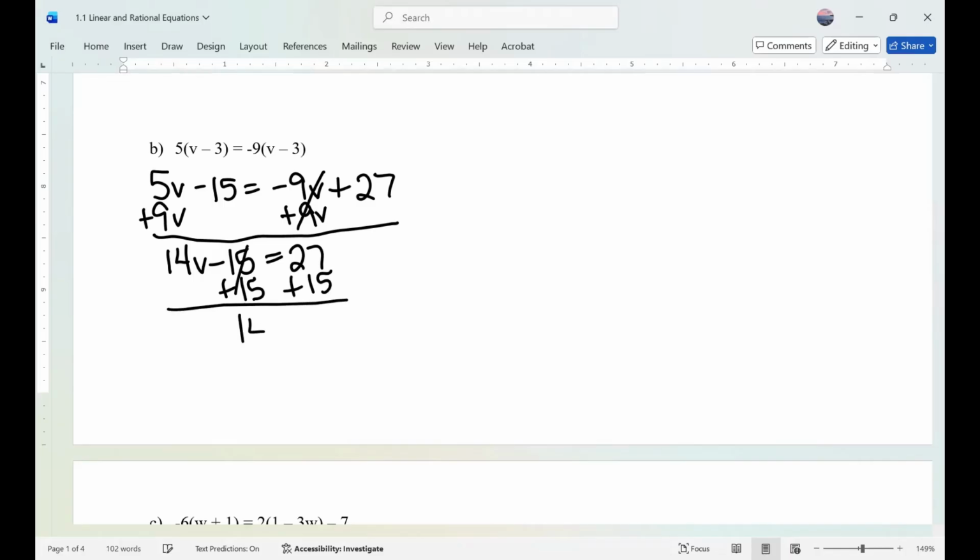And so that's going to give us 14V is equal to 42. And then divide off the 14. So that's 42 divided by 14, which does not go nicely. So we go ahead and reduce it. We can reduce it by 7. So that's going to give us 6 over 2. Well, I lied. It does reduce nicely. So that ends up giving us just 3.